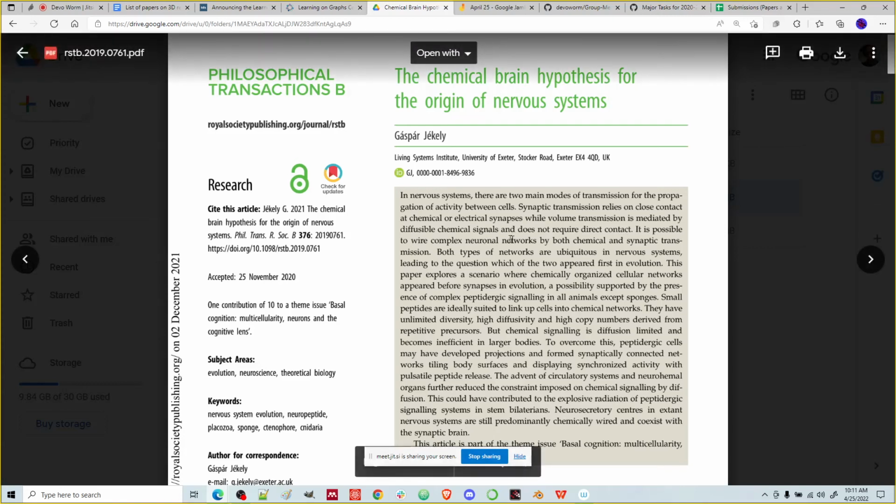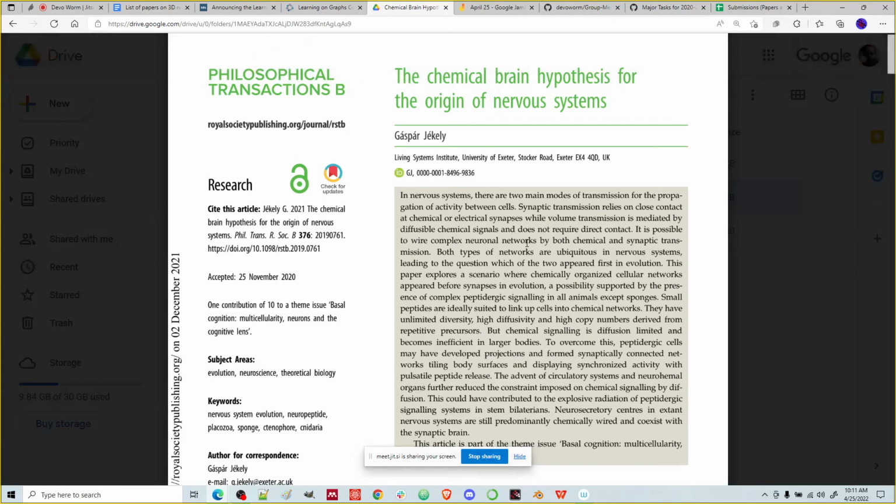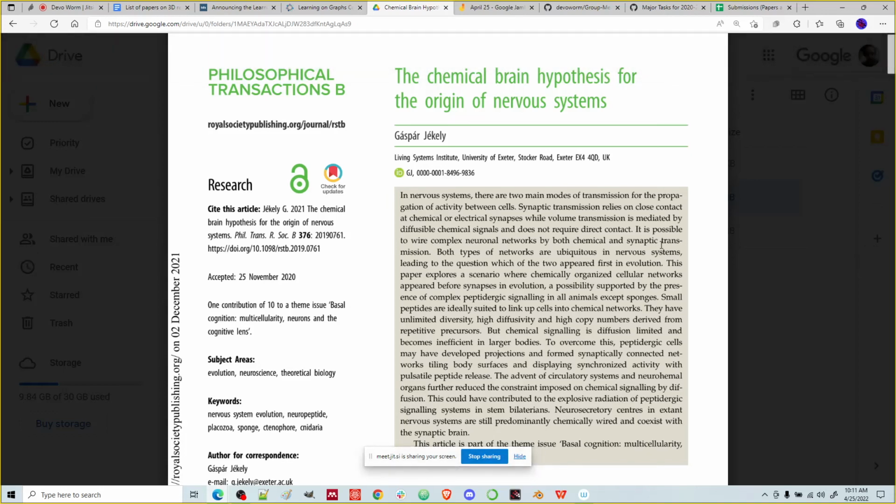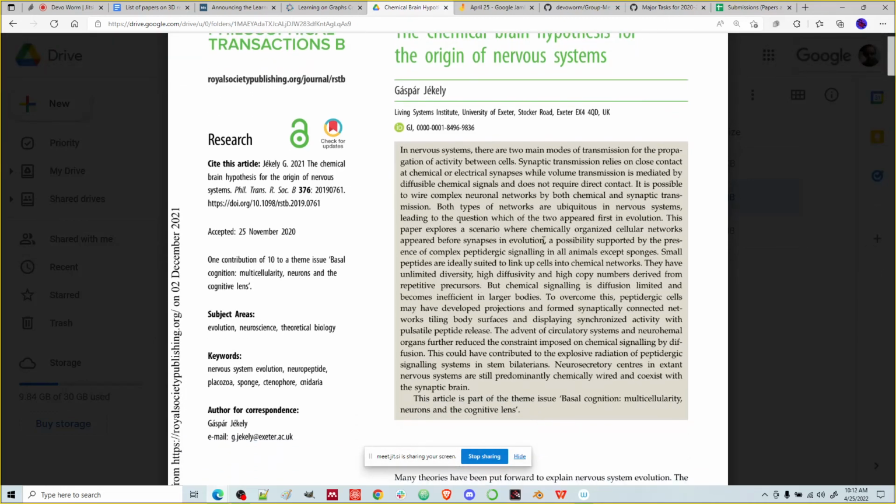It is possible to wire complex neuronal networks, as they call them, which are networks of neurons instead of computational structures, by both chemical and synaptic transmission. So your synaptic transmission has neurotransmitters. Your chemical transmission can be across the synaptic cleft, or it can be out in the milieu where the cells live. Both types of networks are ubiquitous in nervous systems, leading to the question which of the two appeared first in evolution. This paper explores a scenario where chemically organized cellular networks appeared before synapses in evolution.